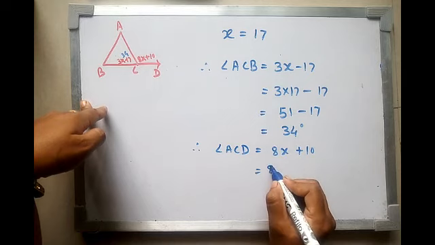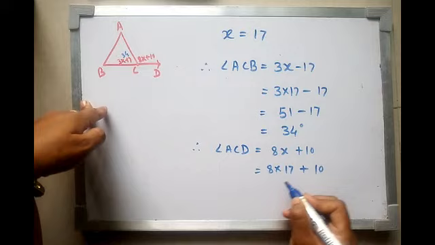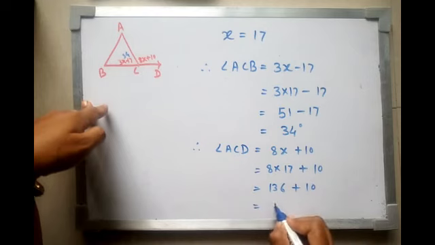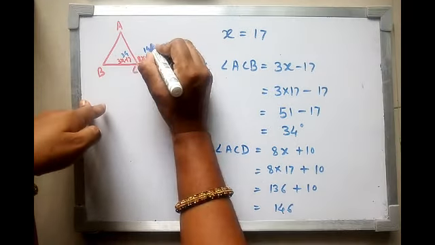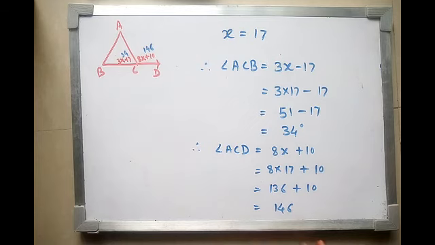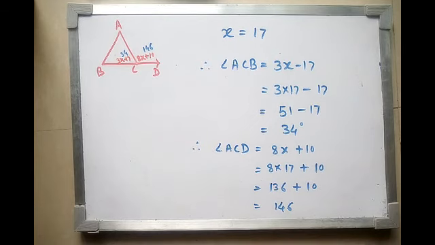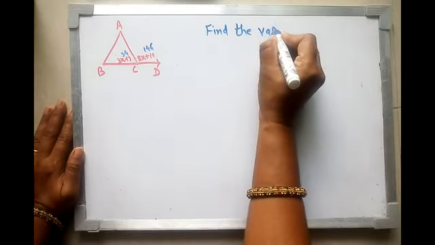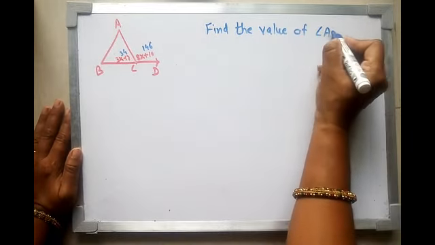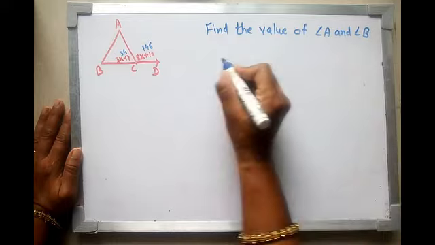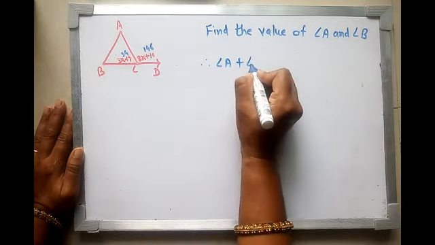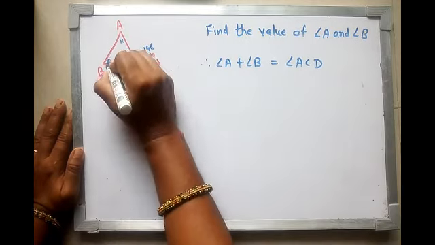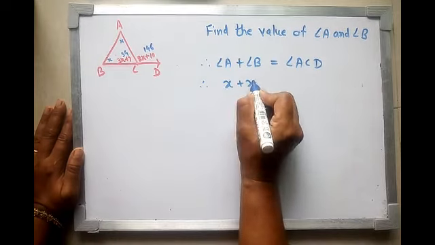We got the angle ACD measurement: 136 plus 10, 146. The measurement of ACD is 146. We got the two measurements of the angles in a linear pair. Find the values of angle A and angle B. These two angles have equal measures. Angle A plus angle B is equal to angle ACD, by the property of an exterior angle of a triangle.